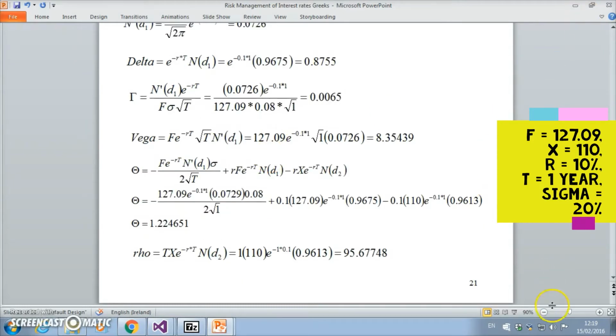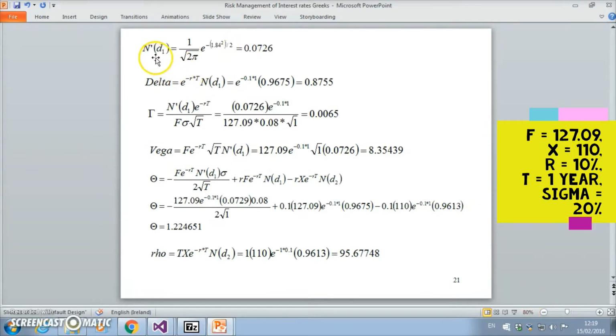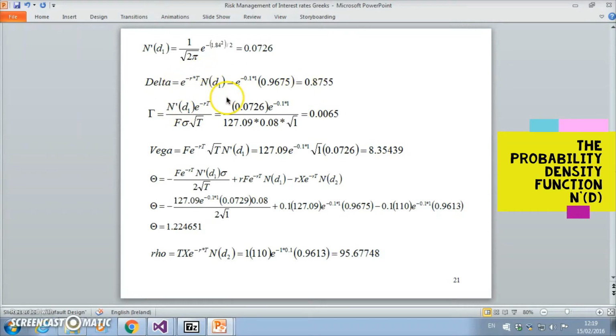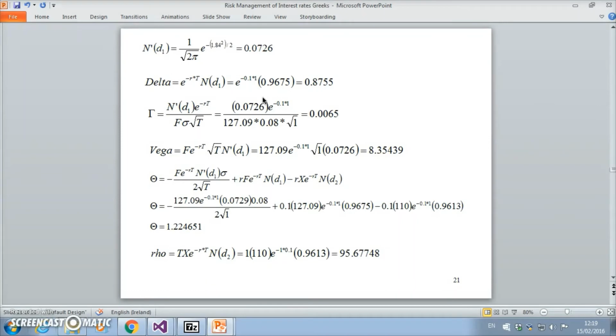If we were to estimate these values, okay, we need the probability density function, okay, and delta is straightforward to work out, but gamma requires not N(d1) but actually the probability density function. Okay, and I've looked at that also in a previous video clip. But we have a set of further parameter inputs of F, K, R, T, sigma. We have these estimates for the delta call, the gamma call, the vega call, the theta call, and the rho estimate for the call, and likewise for the put option.